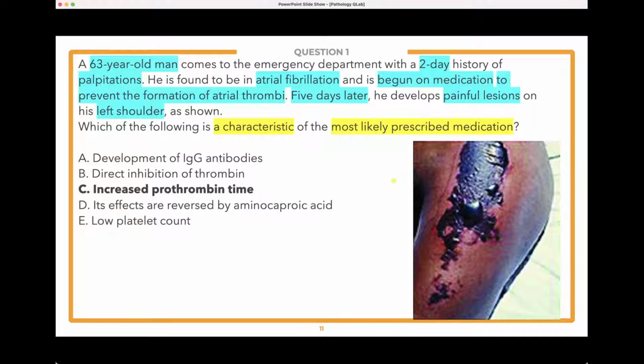But again, we are not told anything about thrombocytopenia, and so the best answer here would be warfarin, and that's by increased prothrombin time. Or I'm sorry, that's a characteristic of warfarin. So a tough question here, but let's see how we do with question number 2.